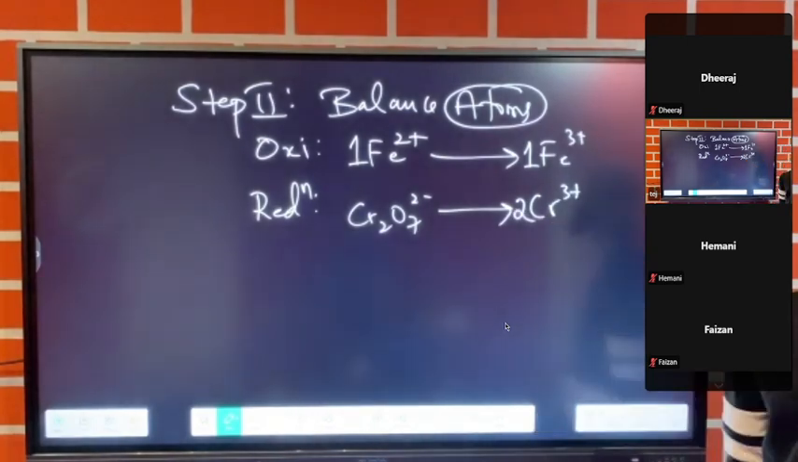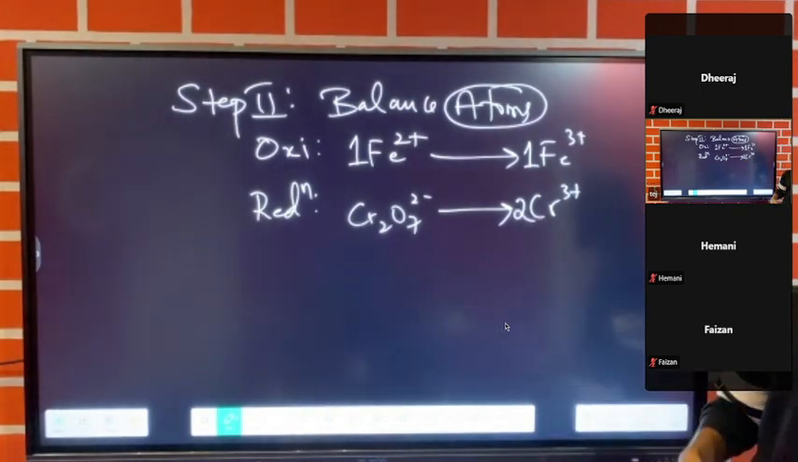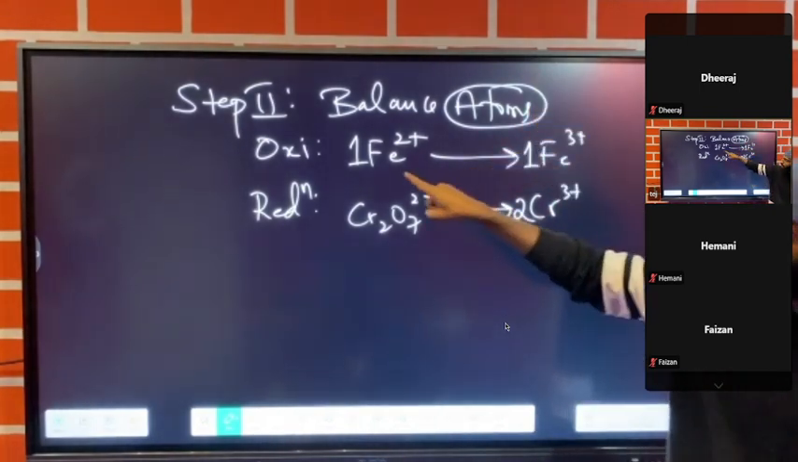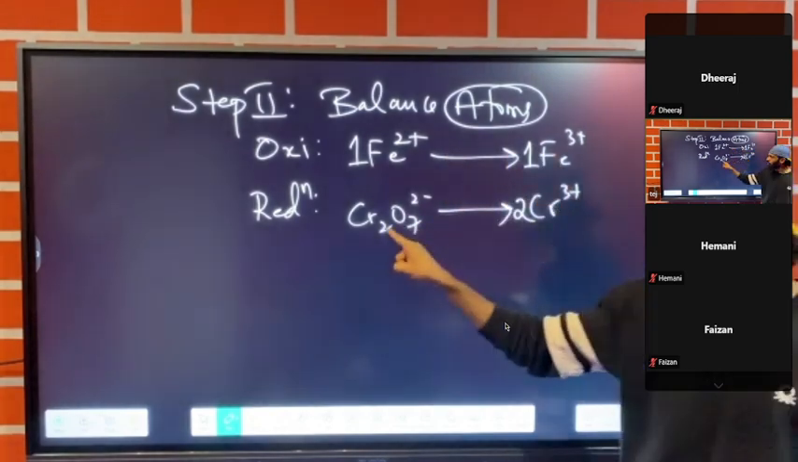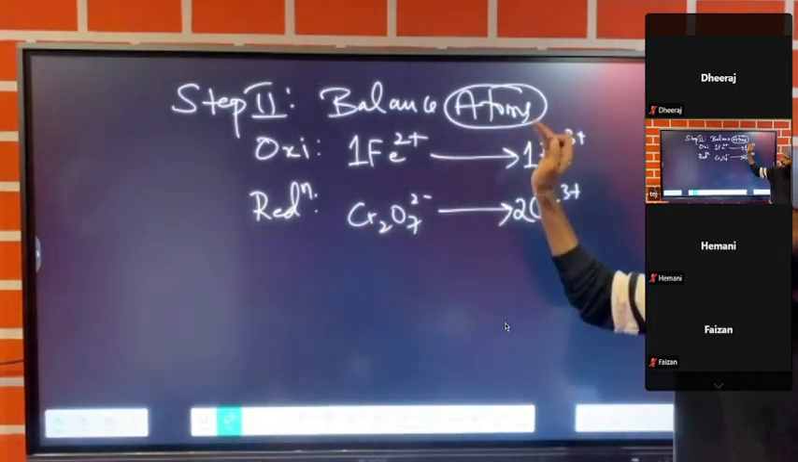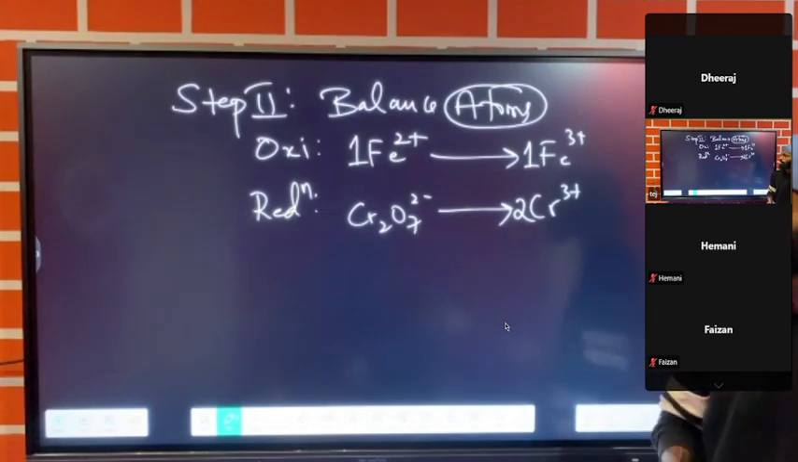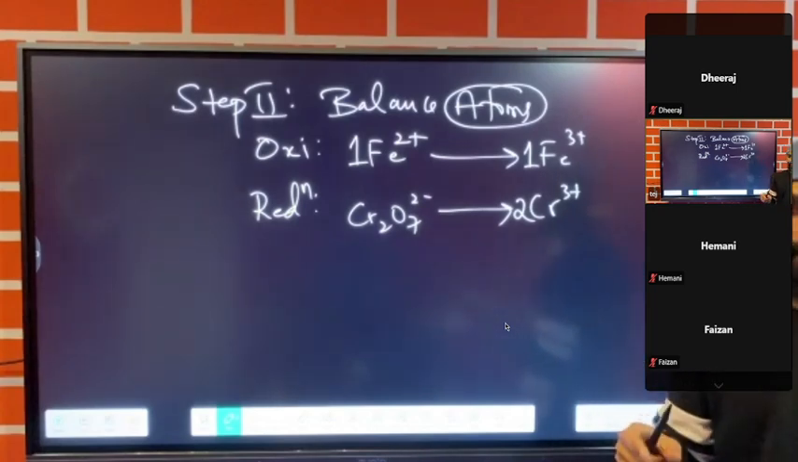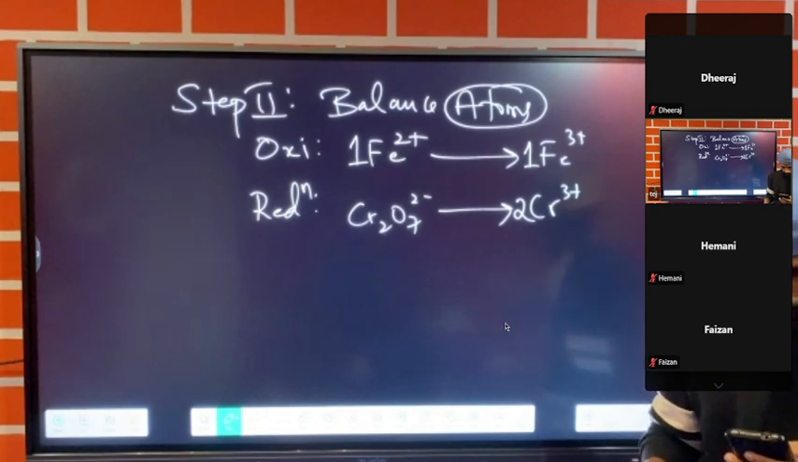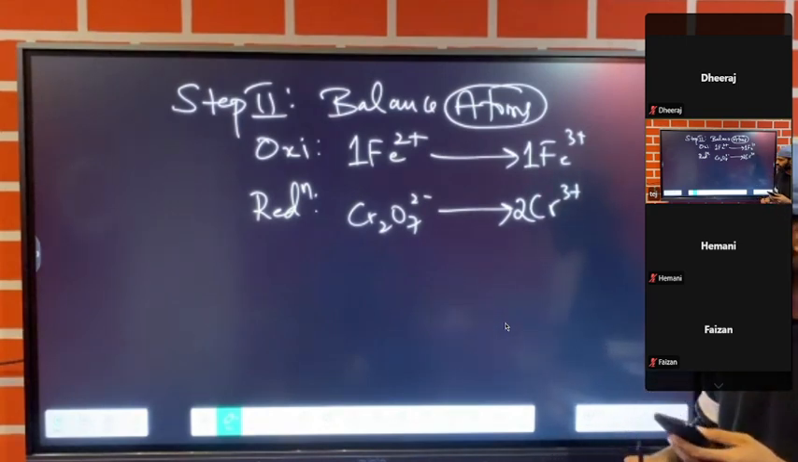I will do this. Getting it? Now, obviously, cross check again. 1 Fe was there, 1 Fe was there, 2 chromiums are there, 2 chromiums are there. Atoms are balanced now. Okay? Now focus. I'll tell you one small trick here before going to step 3. Very important. Understand one small thing here.